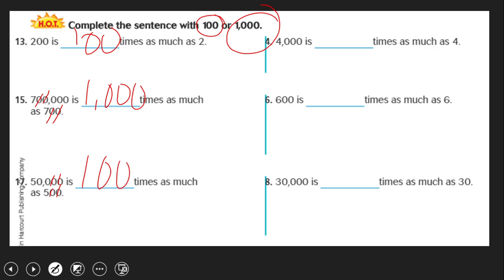4,000 is blank times as much as 4. That one should be a simple one. Should be 1,000. 600 is blank times as much as 6. That should be 100. And our last one, 30,000 is blank times as much as 30. And we see there's 3 zeros. We have it times 1,000.